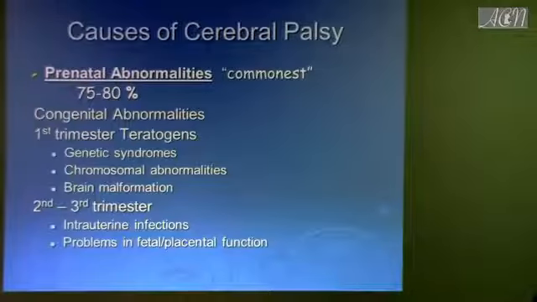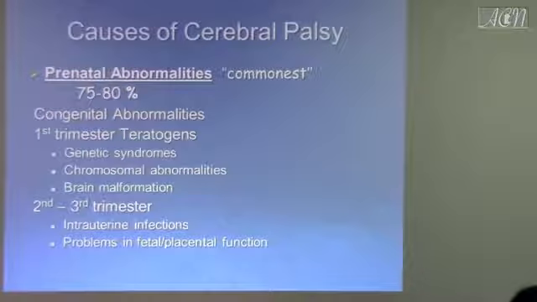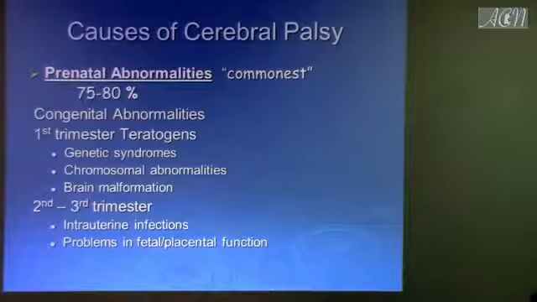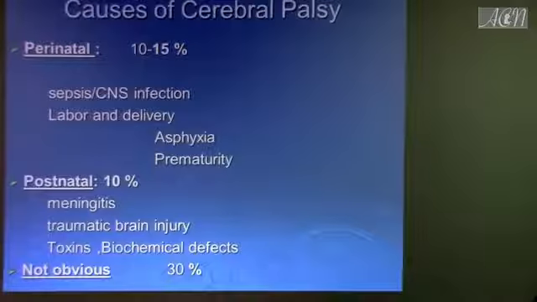Causes of cerebral palsy. What is the commonest cause of cerebral palsy? Prenatal cause, 75 to 80%. These are areas I highlighted. There are common questions for you guys. Congenital abnormality, whether it's the first trimester or the second trimester: in the first trimester genetic, chromosomal, brain malformation; second or third trimester, intrauterine infection, problems in fetal or placental function. Cause of cerebral palsy: perinatal 10 to 15%, postnatal 10%.